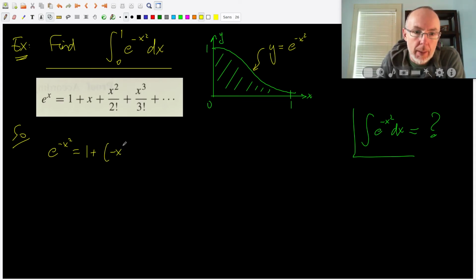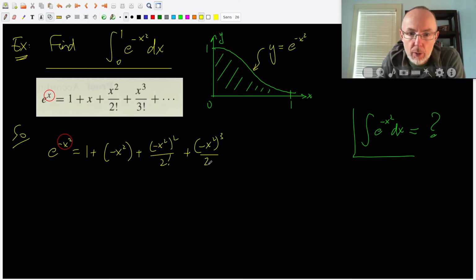So this is minus x squared, and then the next term is minus x squared squared. Everywhere I see an x, I'm plugging in negative x squared, right? Because what I had here is being replaced with negative x squared. And so I'm just going through in this power series and replacing every occurrence with negative x squared. And that's going to go on forever.